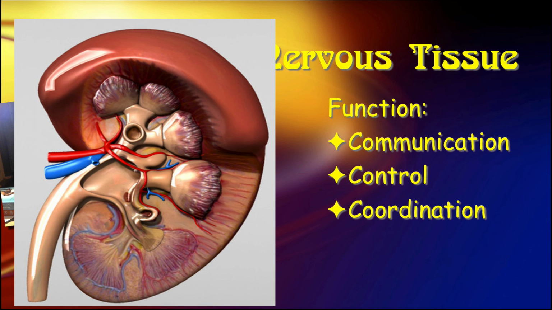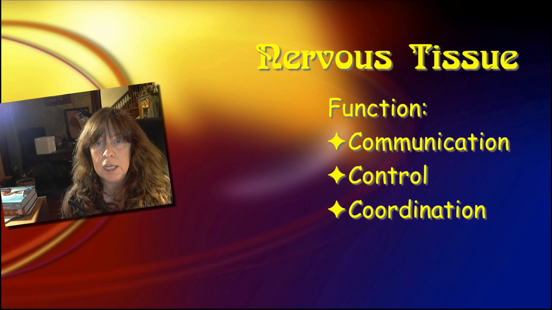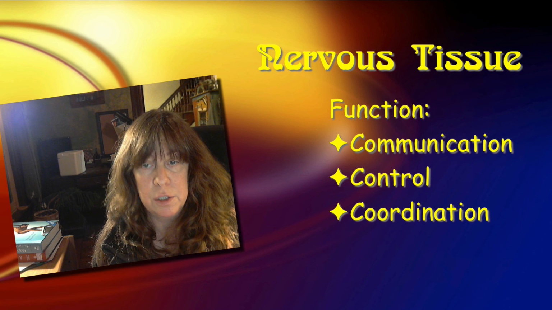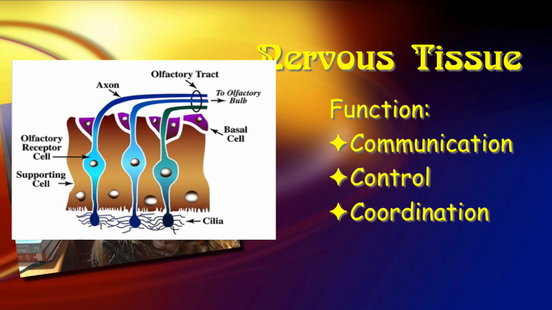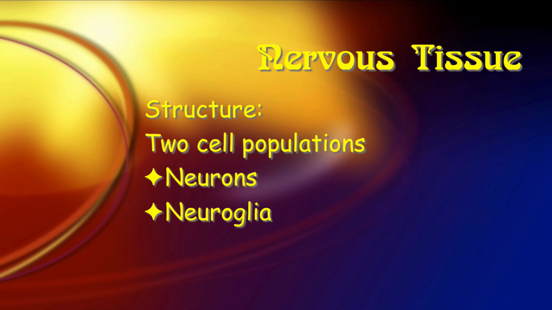And the function of nervous tissue, this goes back to homeostasis, folks, because nervous tissue's main job is maintaining homeostasis. And it does so by controlling. It's a regulatory system. And in order to carry this out, it has to coordinate with other systems in the body, including our other regulatory system, the endocrine system, and it has to communicate. So those are the main functions. In terms of structure, we have 2 cell populations. We have neurons and we have neuroglia cells.